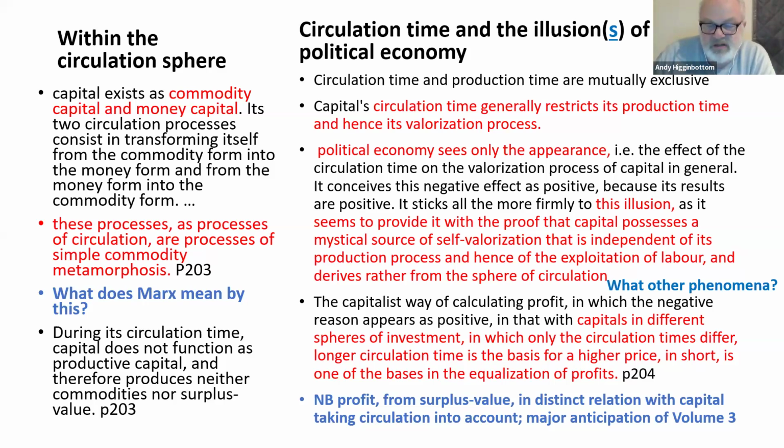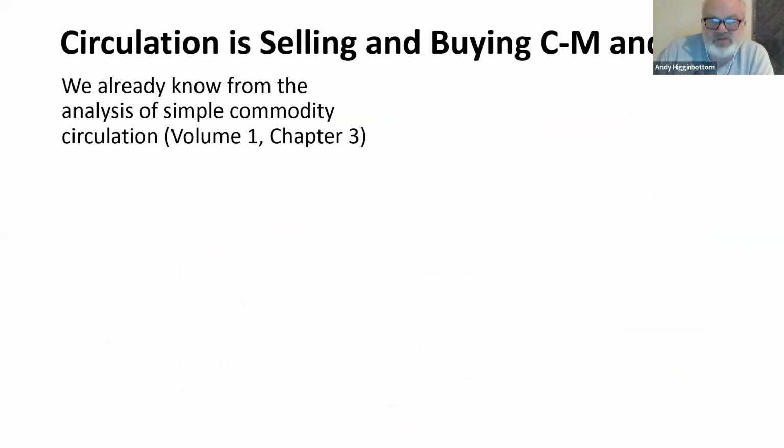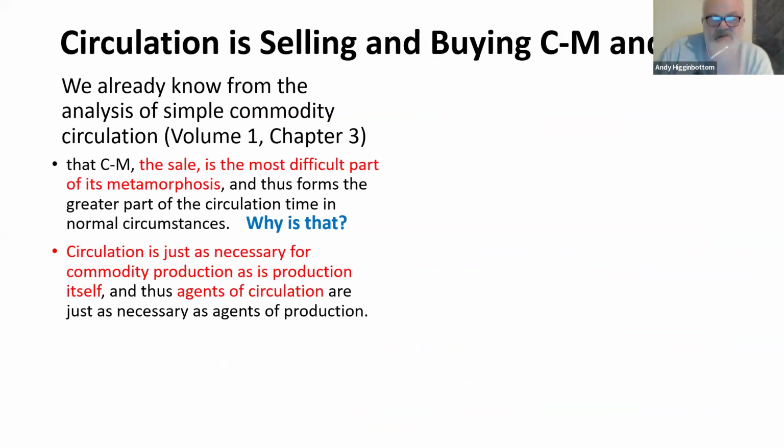Okay, so I am inviting you to read page 204, because there are other reasons for this illusion to appear. So you might want to look at those with some closeness. Circulation is both selling and buying. What he says is that selling is the more difficult stage of capital's metamorphosis. For any individual capital, it's harder to sell stuff than it is to buy stuff. I invite you to think about why that might be, right?